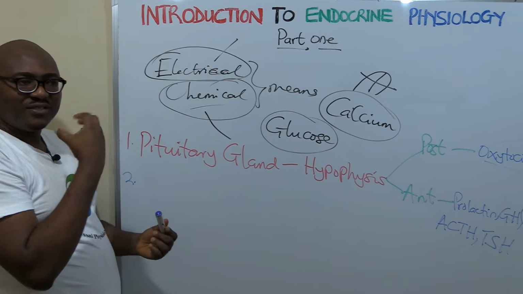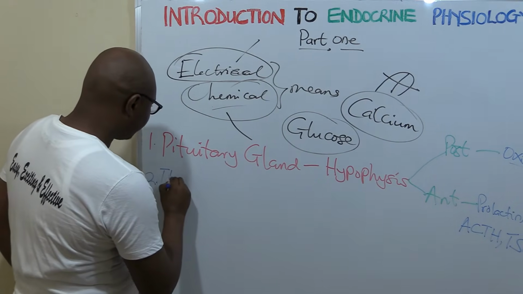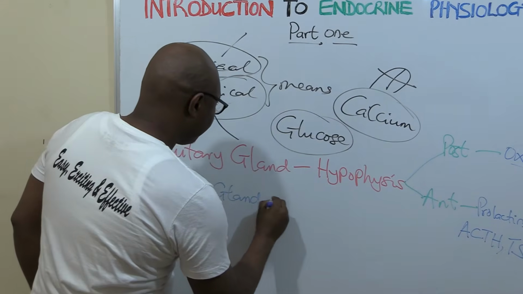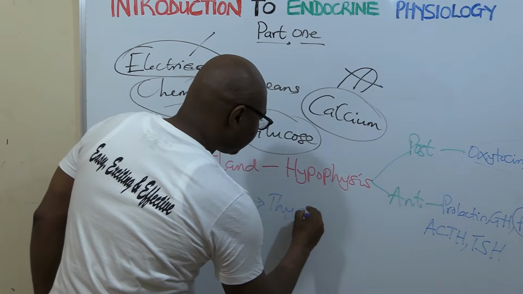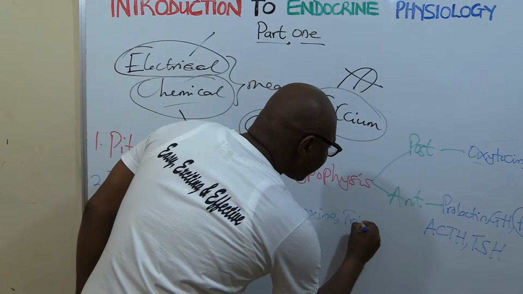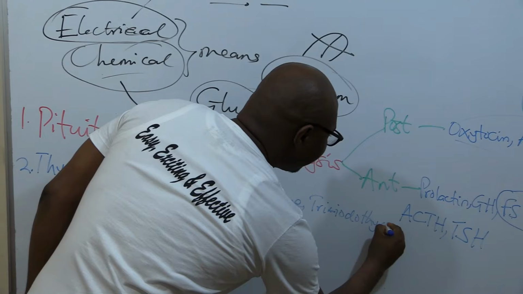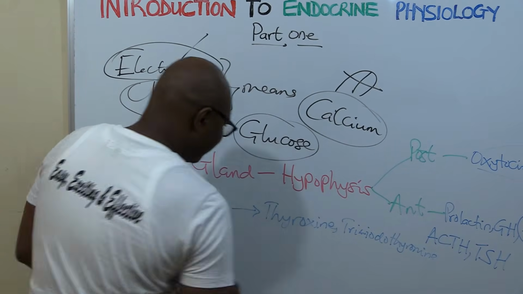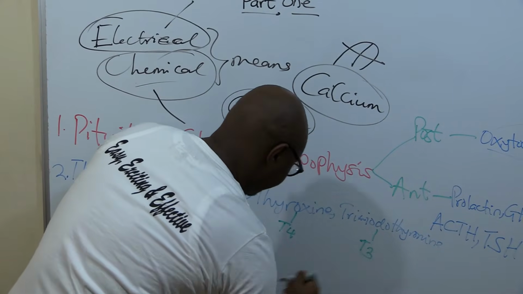You come down a little bit, you find the thyroid gland around the neck. The thyroid gland secretes thyroid hormone, thyroxine, and then another one called triiodothyronine. They have their own nicknames. This one is known as T4. This one is known as T3.